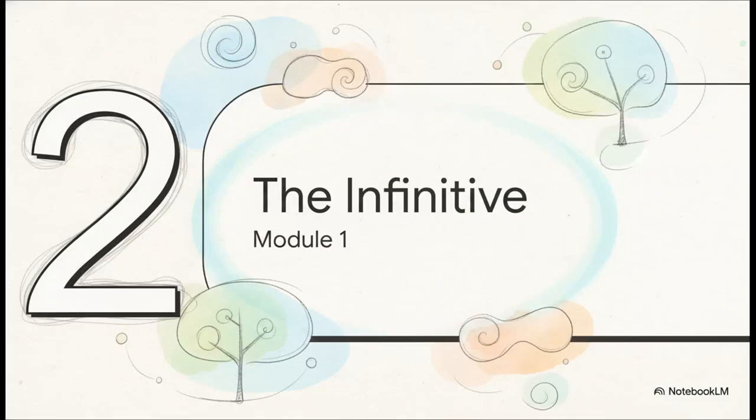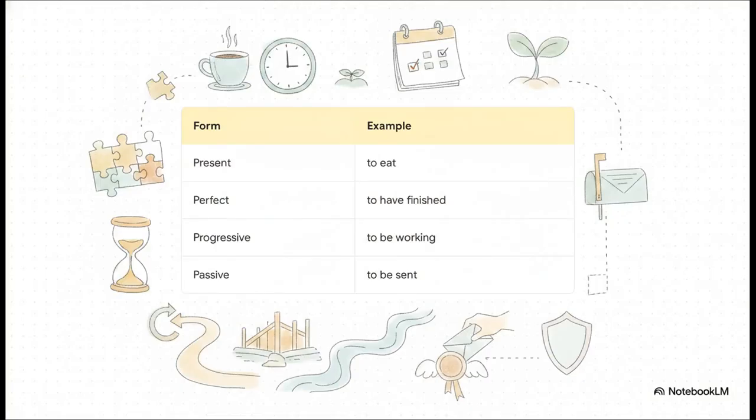Module 1. The infinitive. Okay, the infinitive. We often think of this as the foundational base name of the verb itself, right? But what's genuinely fascinating here is that even without a traditional conjugated tense, the infinitive beautifully expresses both aspect and voice across 4 distinct structural states. Just look at this breakdown.